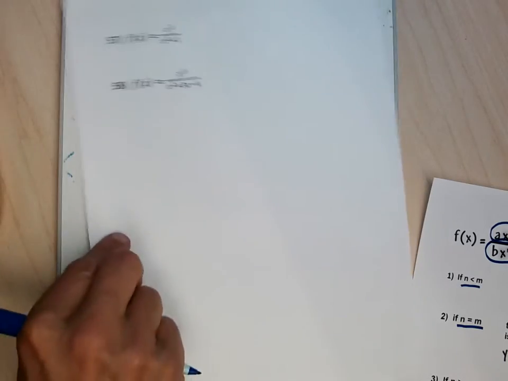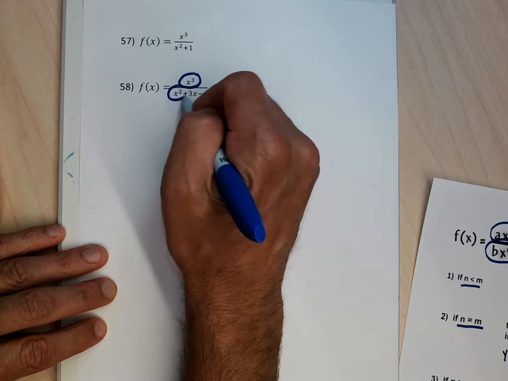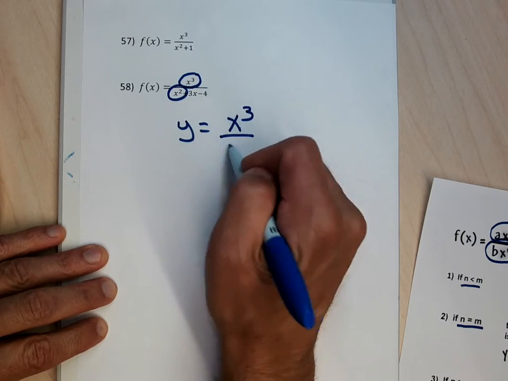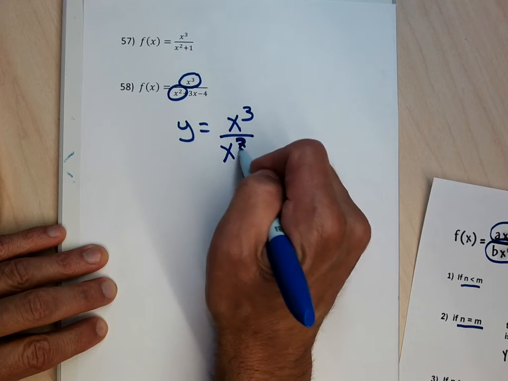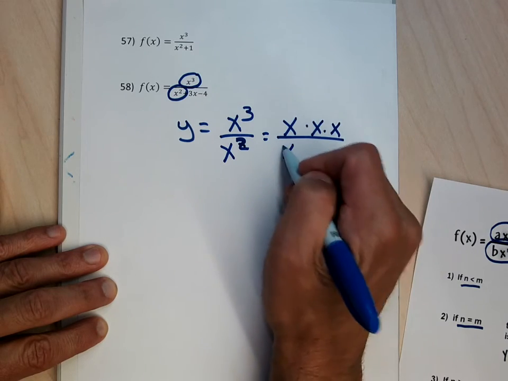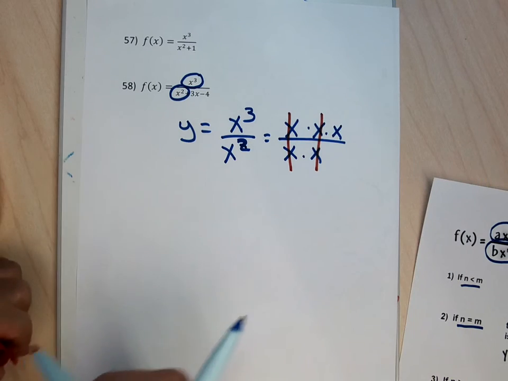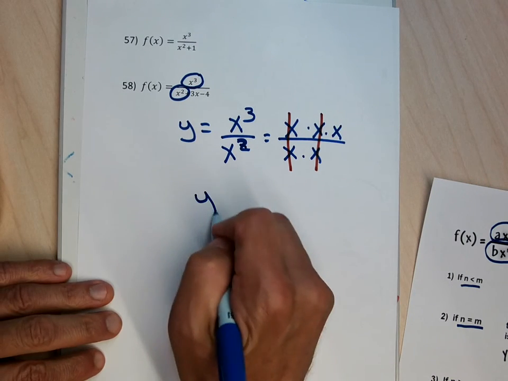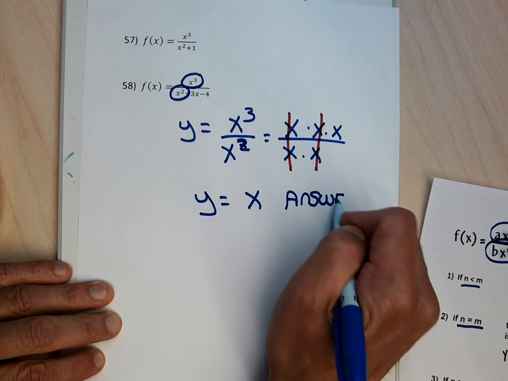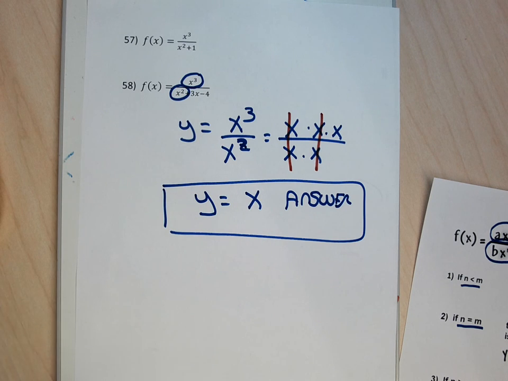I'll do 58. In 58, the highest power in the numerator is bigger than the highest power in the denominator, so I get a slant asymptote by dividing y equals x cubed over x squared. I'm going to write the x cubed as x times x times x. I'm going to write the x squared as x times x. I'm going to cancel. I've canceled the entire denominator, so I don't need to write a fraction. What's only left in the numerator is an x. My slant asymptote for problem 58 is going to be y equal to x.